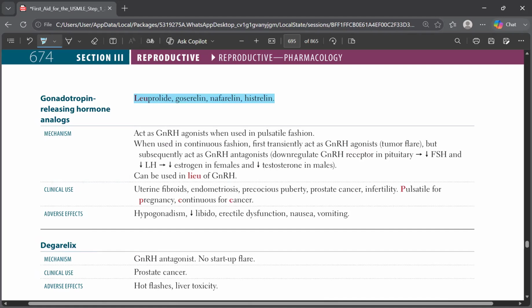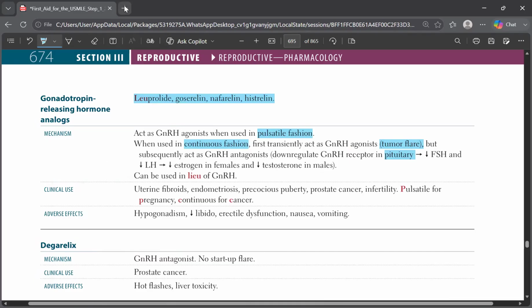They act as gonadotropin-releasing hormone agonists when used in pulsatile fashion. When used in continuous fashion, they first transiently act as gonadotropin-releasing hormone agonists and cause tumor flare, but subsequently act as gonadotropin-releasing hormone antagonists and downregulate the gonadotropin-releasing hormone receptors in the pituitary and decrease FSH and LH. So that causes a decrease in estrogen in females and decrease in testosterone in males. Leuprolide can be used in lieu of gonadotropin-releasing hormone.